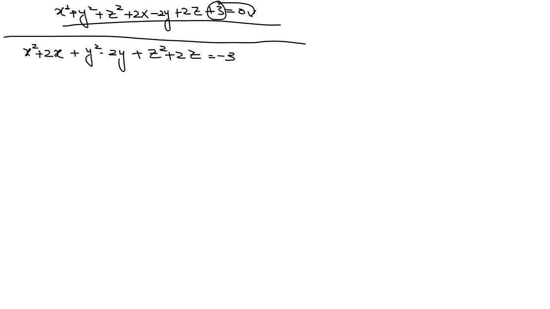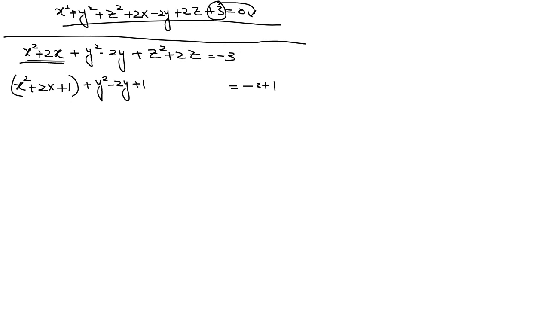Now how can I complete this square? X square plus 2x, I need plus 1. If I add 1 on this side, I should add 1 on that side, plus y square minus 2y.